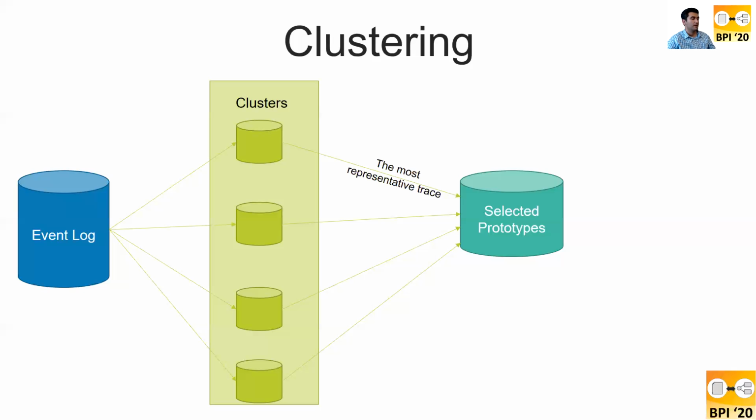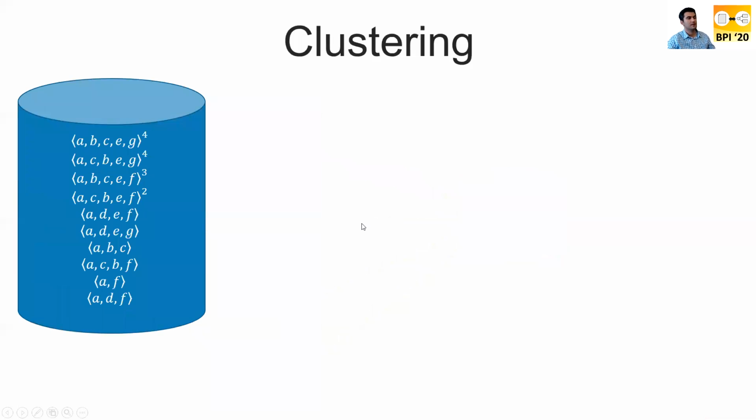But for each cluster, we return the most representative trace, or medoid of the cluster, and put it into the selected prototypes. So the selected prototypes are the output of our clustering method. For example, suppose that we have an event log with 19 traces and 10 unique variants.